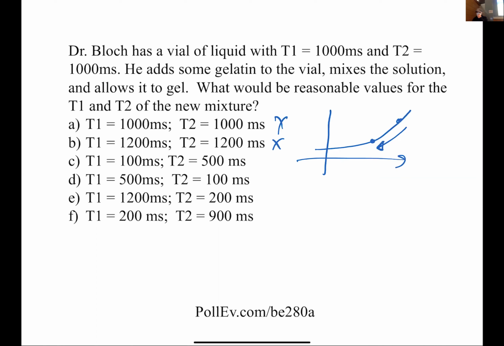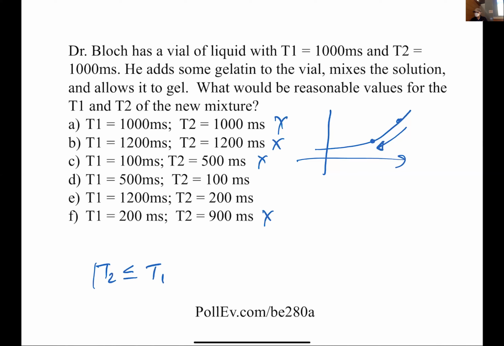So the other thing is, what we didn't really emphasize, but I'll emphasize now, is that T2 is always less than or equal to T1. Which we talked about a little bit, but now we'll just say it turns out the physical mechanisms that give rise to T1 also cause T2. And so it turns out that for the magnetization not to exceed equilibrium magnetization, T2 has to be less than or equal to T1. So therefore, we can also rule out this one and this one.